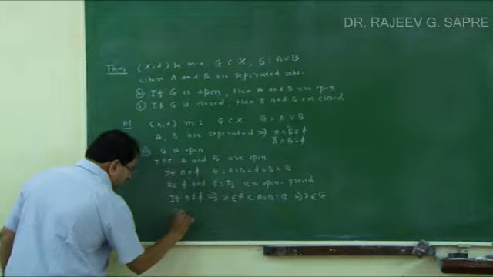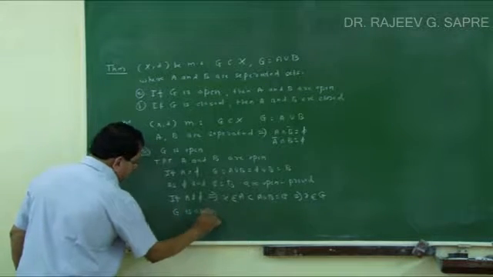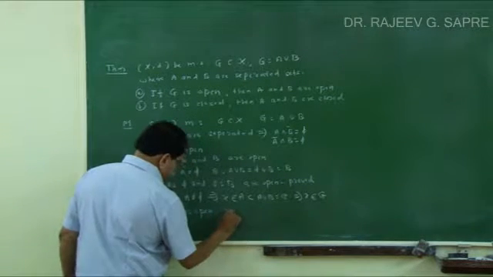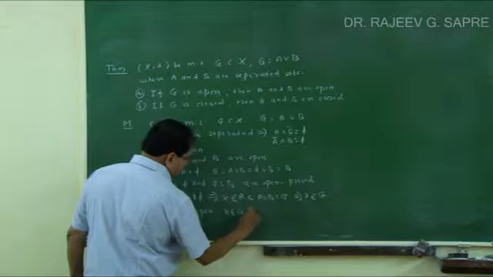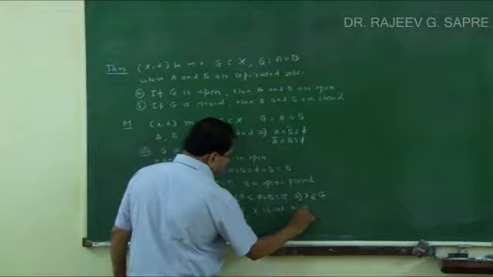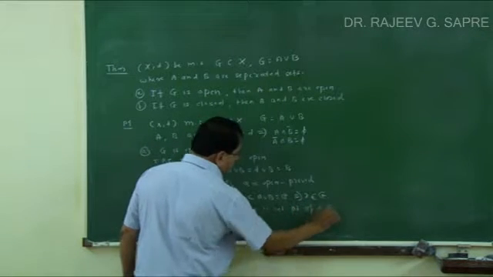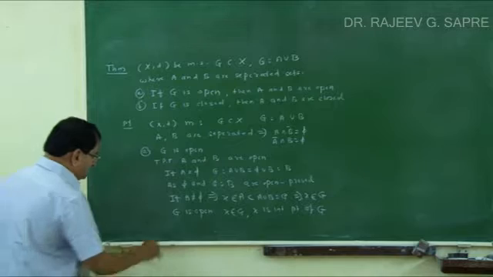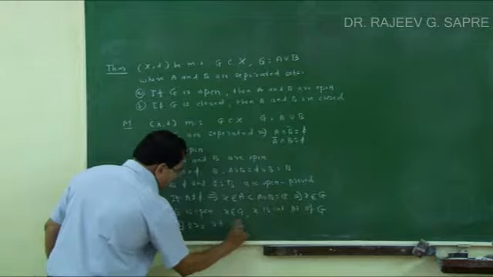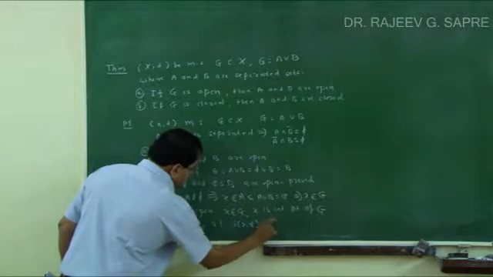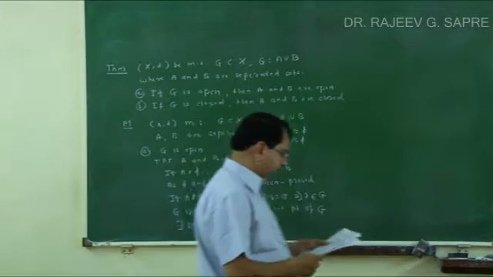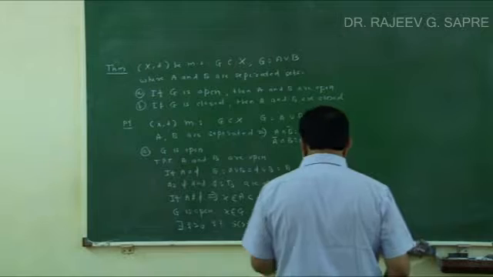But we know G is open, given to you. So as X belongs to G, X is an interior point of G. Now what do you mean by this? There exists r greater than 0 such that S(X, r) is a subset of G. See, all these conclusions we can easily draw.